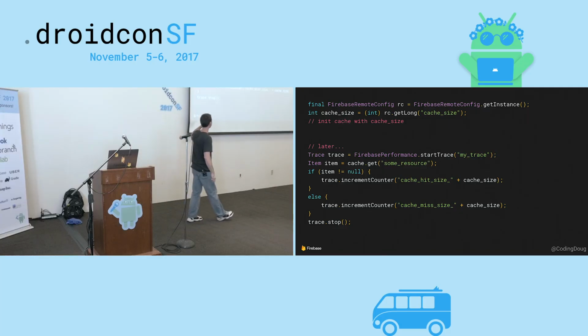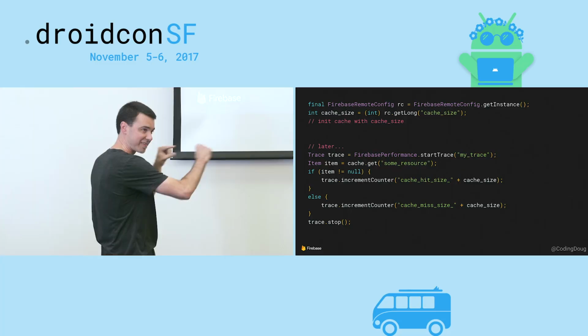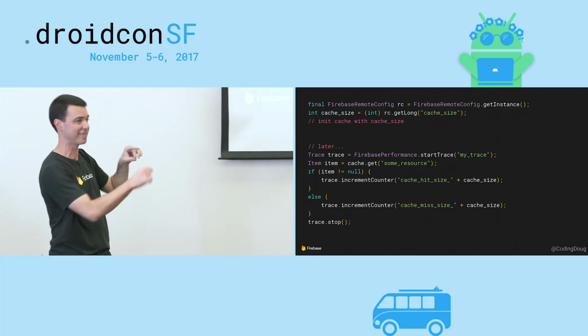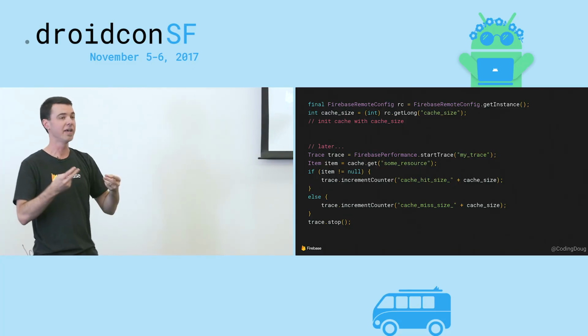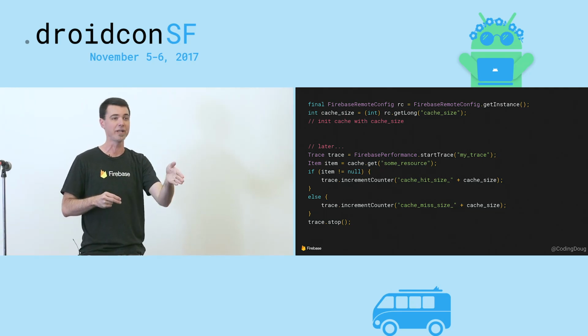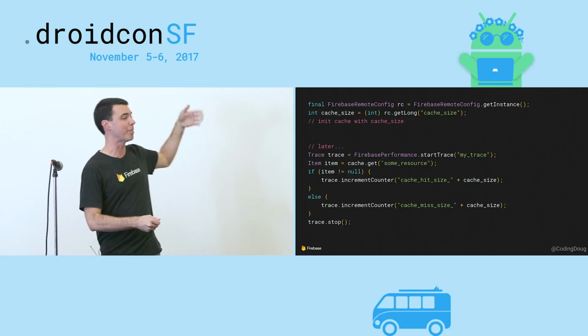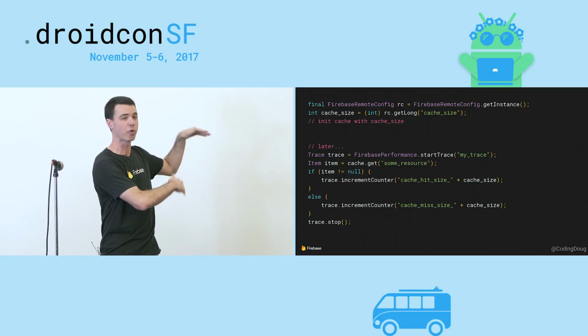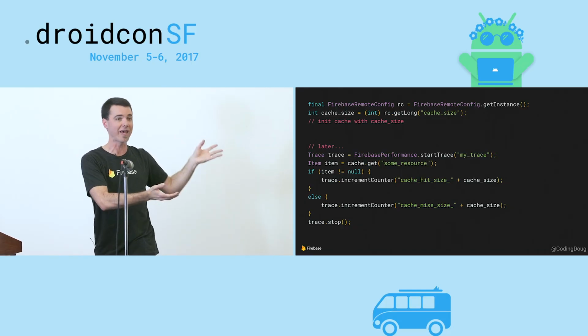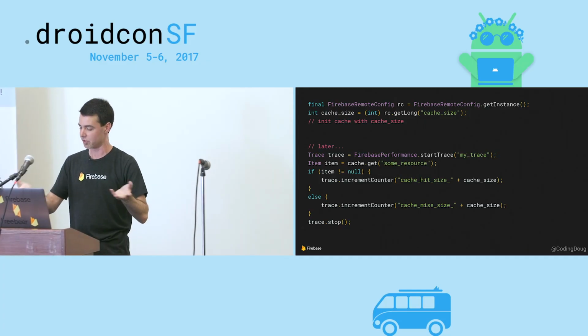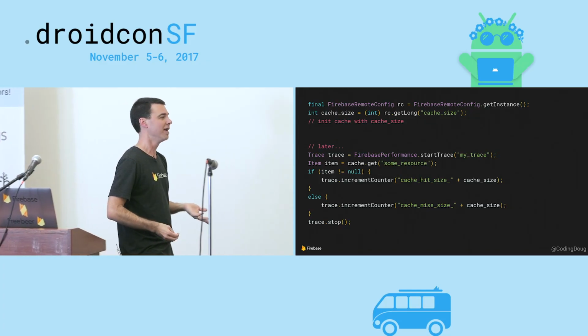Now notice here I've got 2 different counters. I've got one for cache hit size and this cache size parameter, and one for cache miss size, and again that cache size parameter. So if I'm doing an A/B test between 20% and 30%, I now have 2 counters in here that are measuring what my cache hit and miss ratio is for this trace for this app, for the segments that you've defined. So I think this is pretty handy, right?